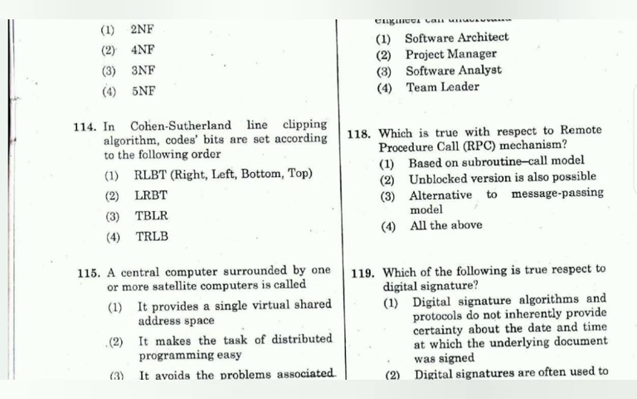In Cohen-Sutherland line clipping algorithm, code bits are set according to the following order. The Cohen-Sutherland algorithm uses a 4-bit output, that is top, bottom, left, right, for identifying regions outside the clipping window. The order follows the sequence TBLR. So option 3 is the correct answer.